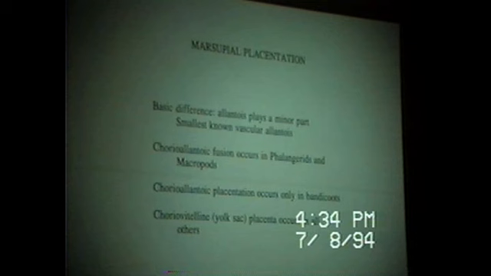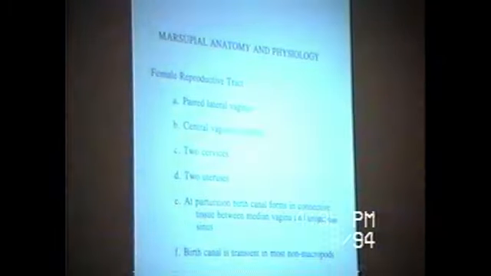As I said, some people have claimed that the lack of placentas in marsupials is an important defining feature, but I think by modern definitions, most people would agree that marsupials actually have a placenta. The main difference is the allantois plays a very minor part in marsupial placentation. In fact, they have the smallest known vascular allantois. Chorioallantoic fusion does occur in phalangerids and macropods, but chorioallantoic placentation occurs only in bandicoots. The rest have a choriovitelline or yolk sac placenta.